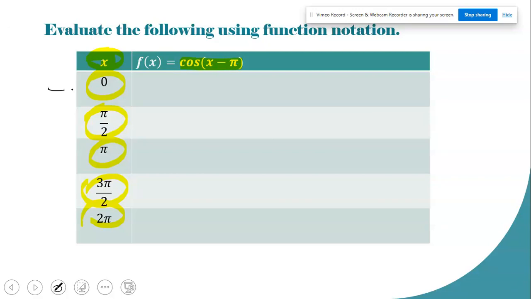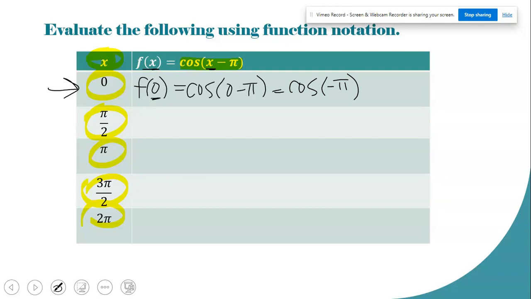So when I plug in x is equal to 0, I get f of 0. When I plug x in for 0, I get cosine of 0 take away pi, right? Everywhere there was an x, I'm going to plug in 0. That gets me cosine of negative pi, which on the unit circle, instead of positive pi, we're going to go this way, negative pi. We end up at the same spot. That coordinate is x is negative 1, y is 0. And remember, cosine is the x coordinate, so that guy is just negative 1.